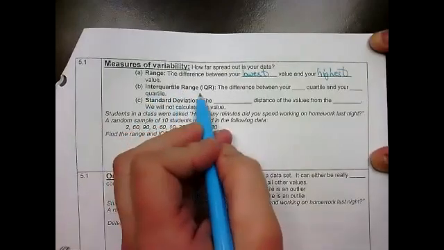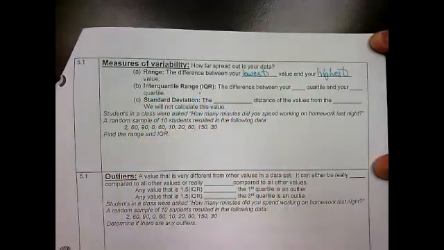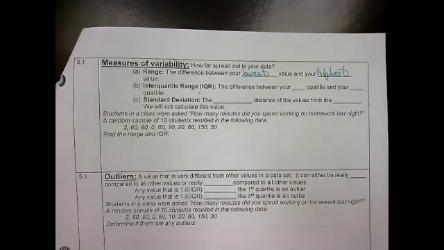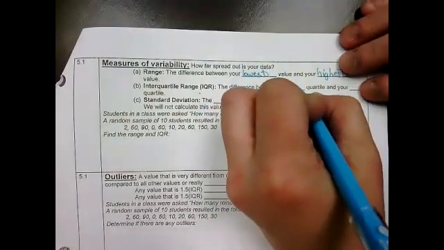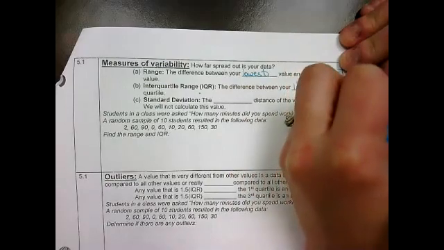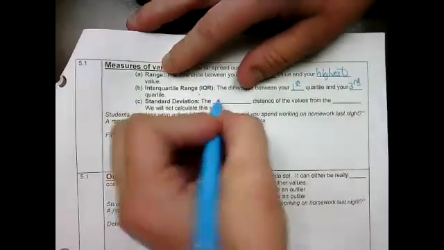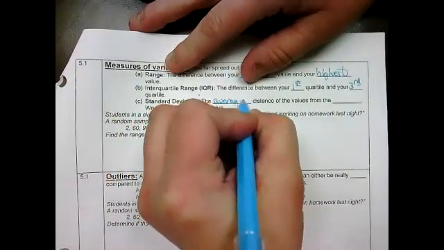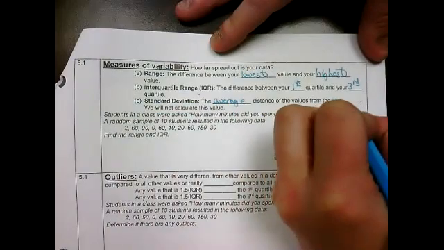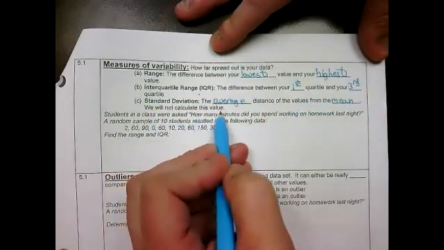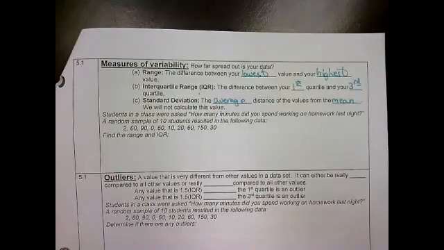Our interquartile range, which we're going to calculate using our first and third quartiles, is the difference between our first quartile and our third quartile. And then our standard deviation is going to be the average distance of the values from the mean. We're not going to calculate this right now. We get into it in a lot more detail in statistics and also in Algebra 2. But for right now, we're just going to tell you what the standard deviation is.